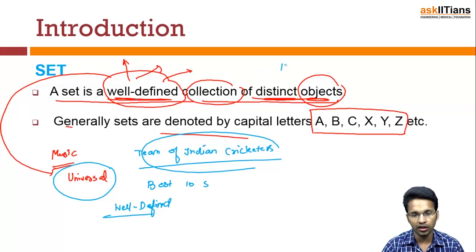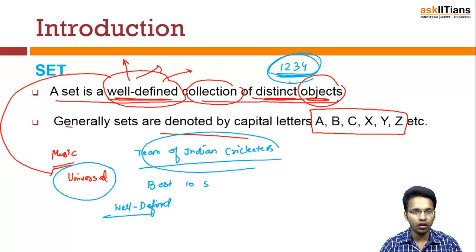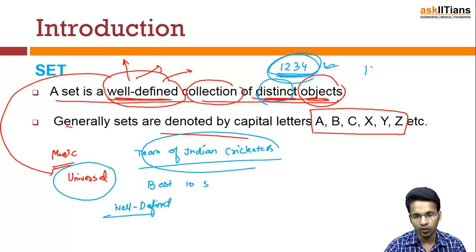Suppose I take the numbers 1, 2, 3, 4, and I say this is a set of numbers less than 5. Everybody will agree to this fact, okay? Nobody is going to disagree. All of the people whom you ask will have the same opinion. So this is a set. And distinct, obviously, the word distinct means it should be different. Like if you are writing in a set 1, 1, 2, 3, 4, then the set is actually 1, 2, 3, 4.